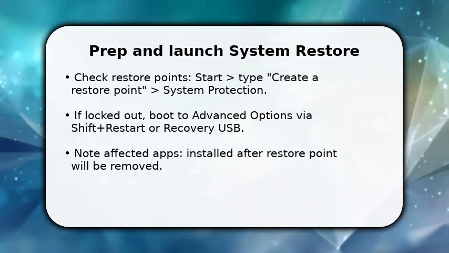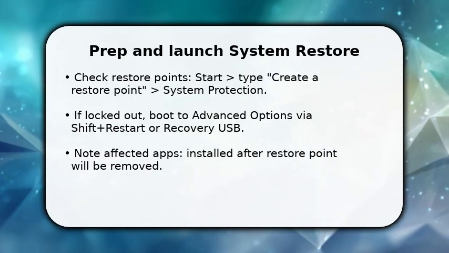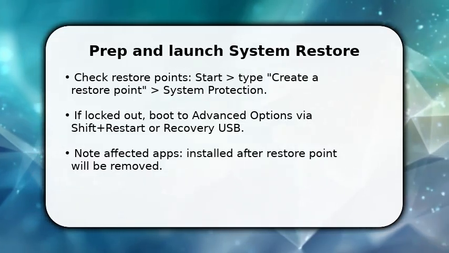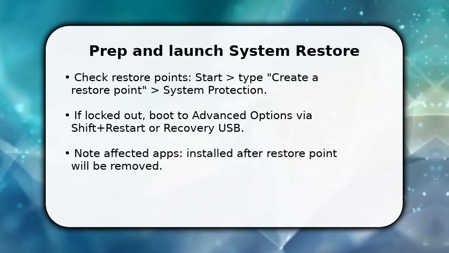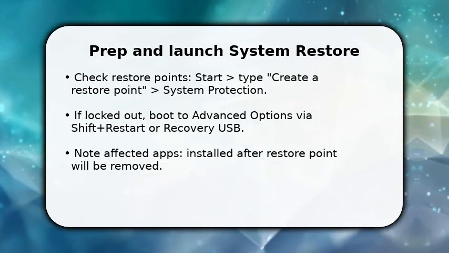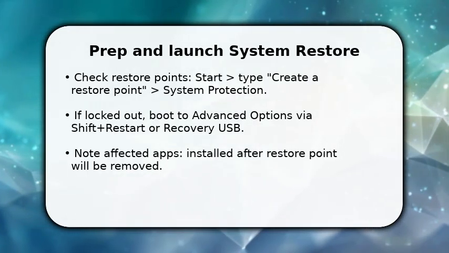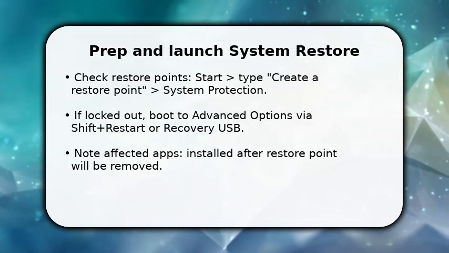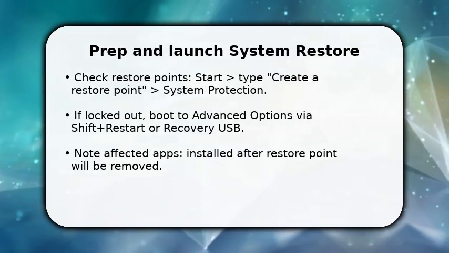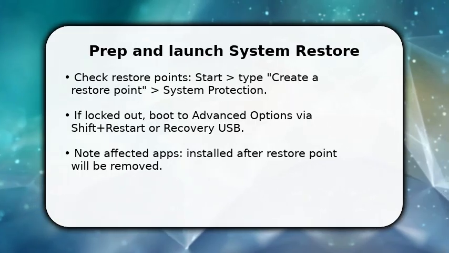You start by using the built-in System Restore tool. Open Start, type Create a Restore Point, then click System Restore. If Windows won't boot, press and hold Shift while selecting Restart or Boot from a recovery USB to reach advanced options. Make sure you pick a restore point dated before the issue.